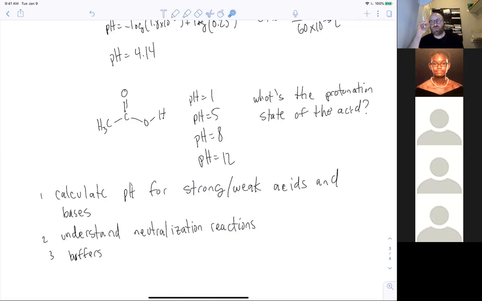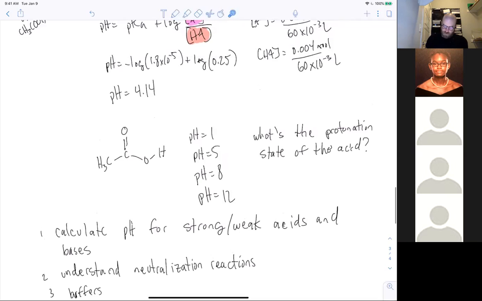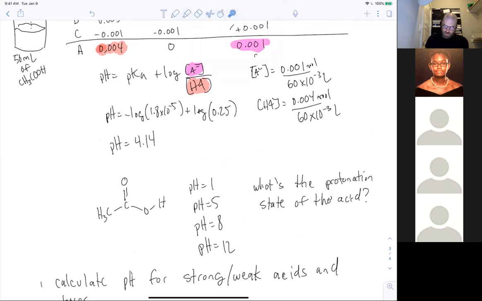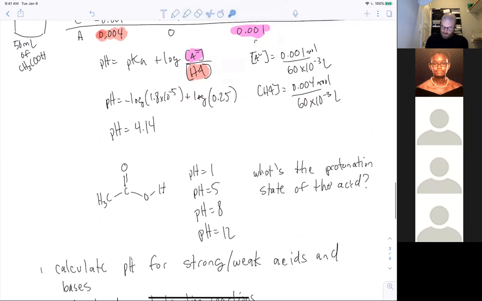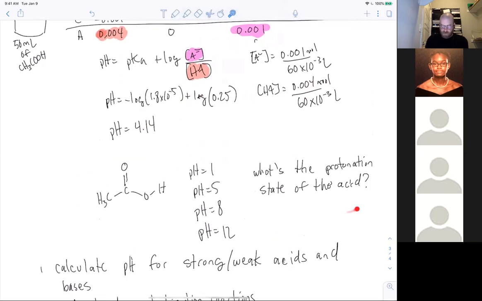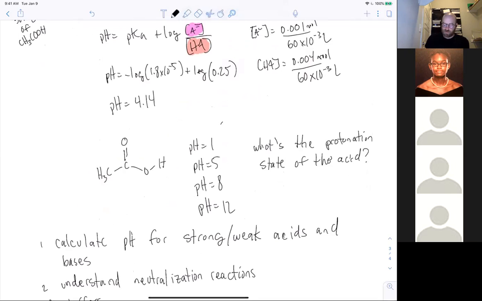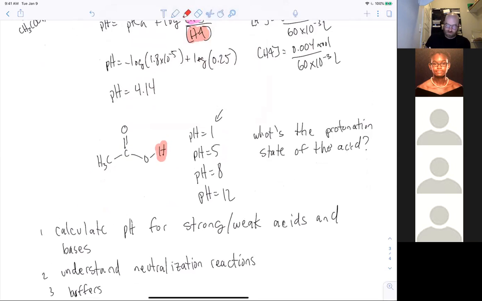For the above question, would the answer be pH equals 5? Up here? For this one? And below that, what's the protonation state of the acid? Oh, yeah. This is acetic acid. Well, it's asking what the protonation state is, so that's asking at pH 1: is this proton here on or off of the molecule? Is it like this, or is it like this?